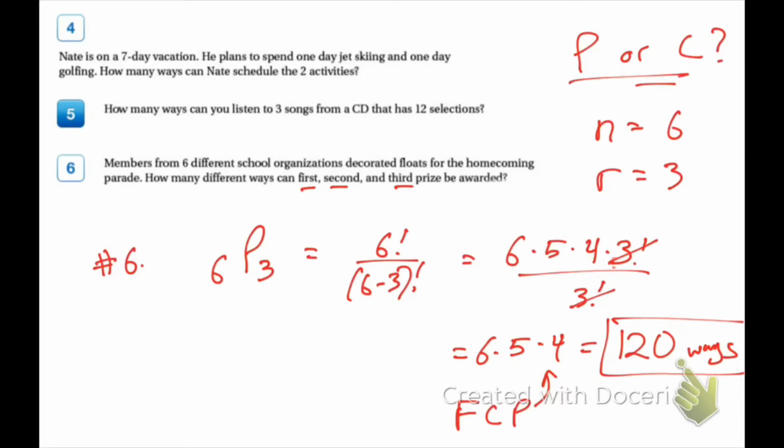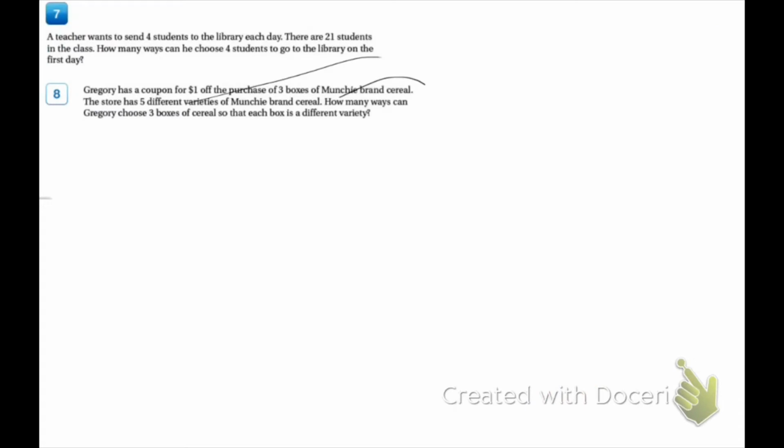I'm not going to go through all this for everyone. I think you guys get the idea. Number 7, a teacher wants to send 4 students to the library each day. There are 21 students in the class. How many ways can he choose 4 students to go to the library on the first day?